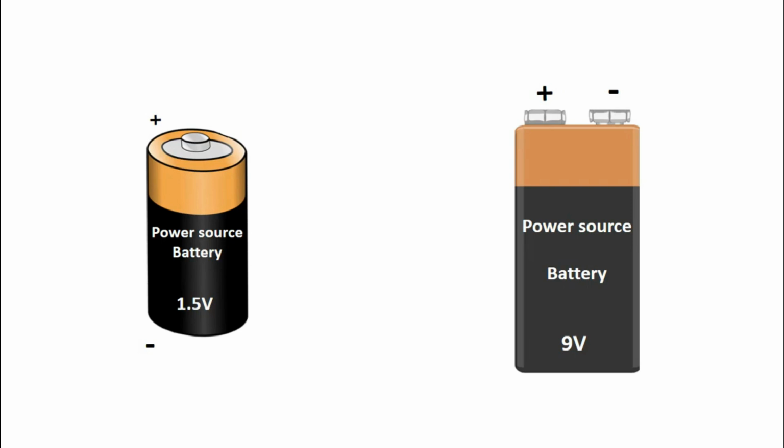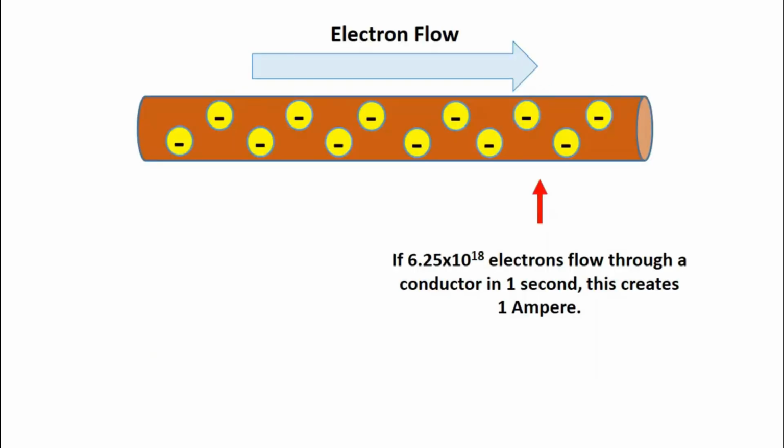Thanks to the movement of electrons flowing through the conductor, an electric current occurs. So, how is the intensity of this current determined? If 6.25 times 10 to the power of 18 electrons flow through a conductor in 1 second, this creates 1 ampere.